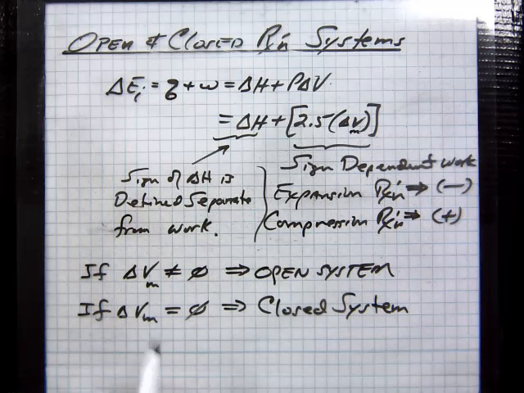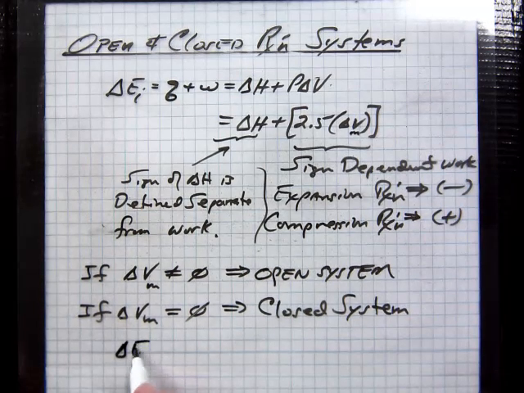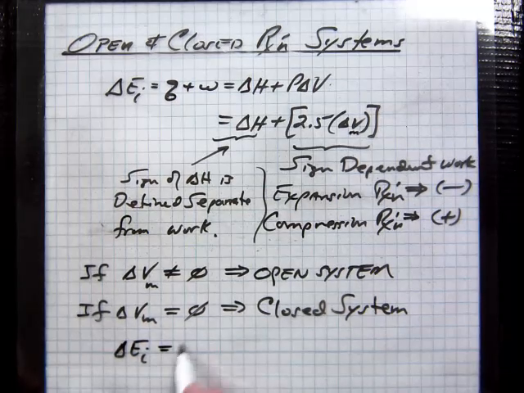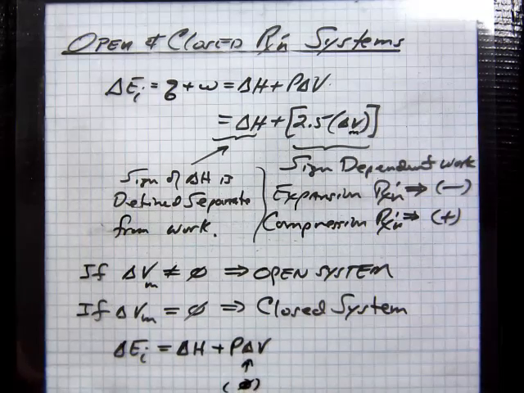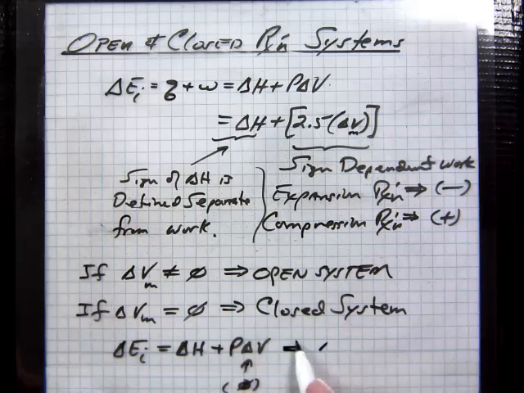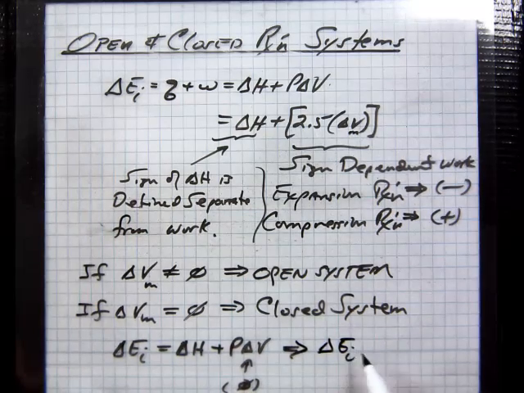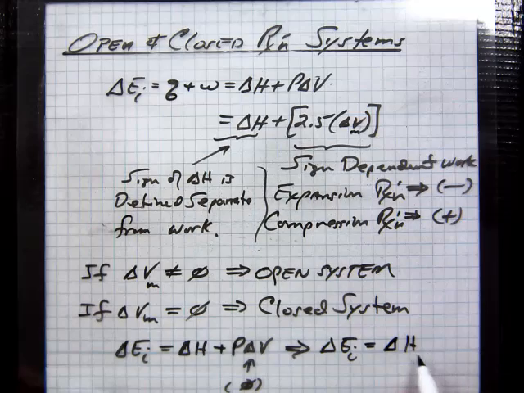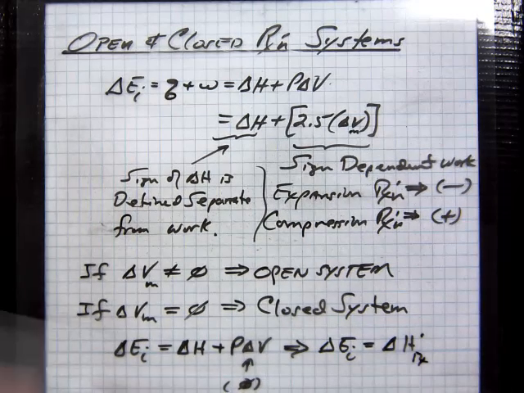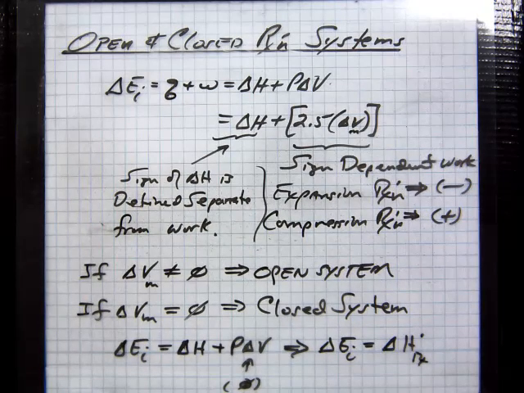in that what happens is delta E internal energy, which is equal to delta H plus P delta V, this becomes 0. And the result of this is that delta E internal energy is nothing more than the heat of reaction. And you lose the work function. There are 3 scenarios that define closed systems.